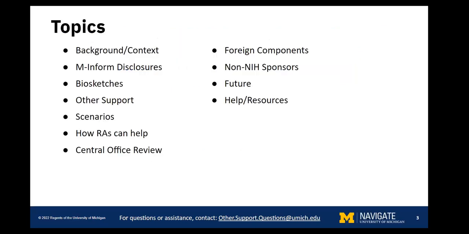Okay, just to set the agenda for what we're going to be covering today, we're going to talk a little bit about some of the background on this topic to try to provide a little bit more context. We are going to talk a little bit about M-Inform disclosures because there's a lot of overlap with M-Inform disclosures in this area. We'll be talking about biosketches, other support. Then we will be running through some scenarios to let you all provide your opinions and thoughts on some situations that might arise. We'll talk a little bit about how research administrators can help, what to expect from your colleagues in the central offices. We'll talk a little bit about NIH foreign components.